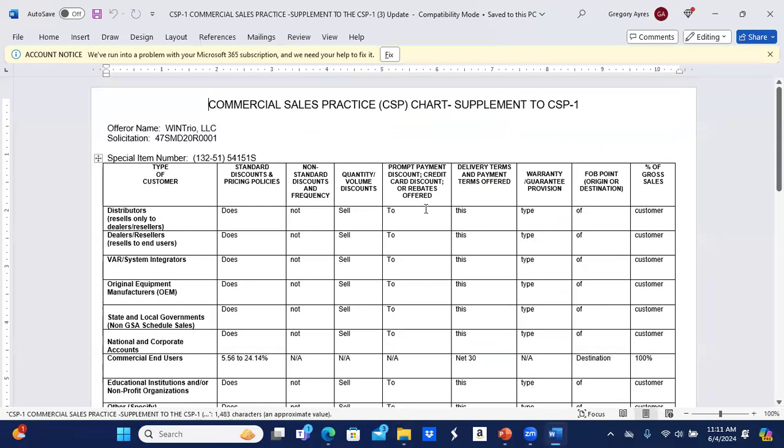Can you see the screen? Yes, it says commercial sales practice chart. That's right. So this is what's called a CSP1.